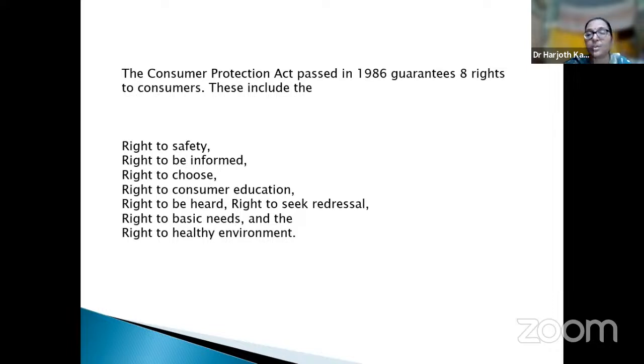Even we are now reading about the Consumer Protection Act, so that our rights are guaranteed and we can enjoy our rights as consumers, right? Okay.